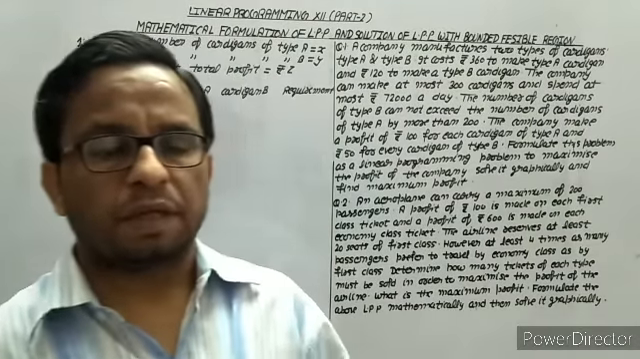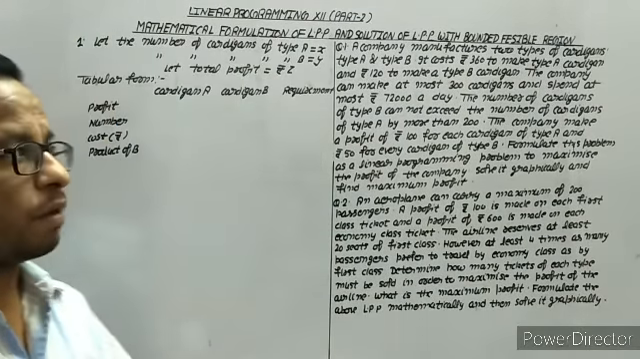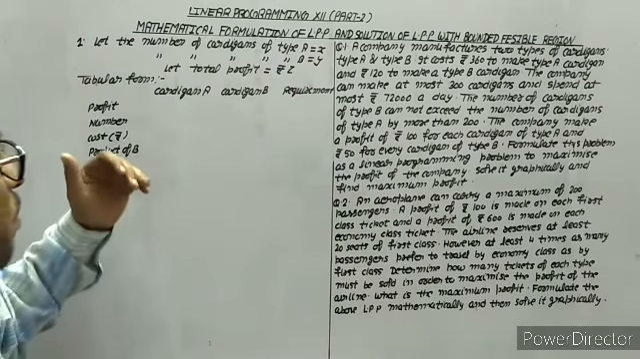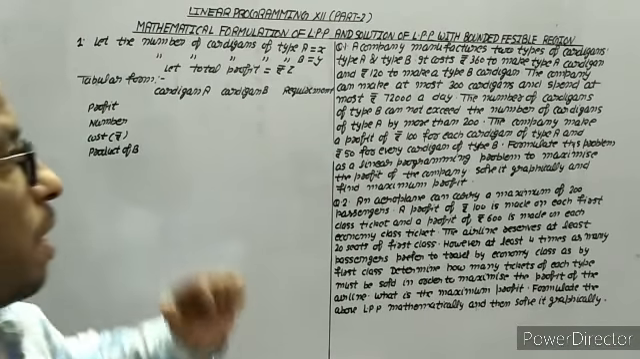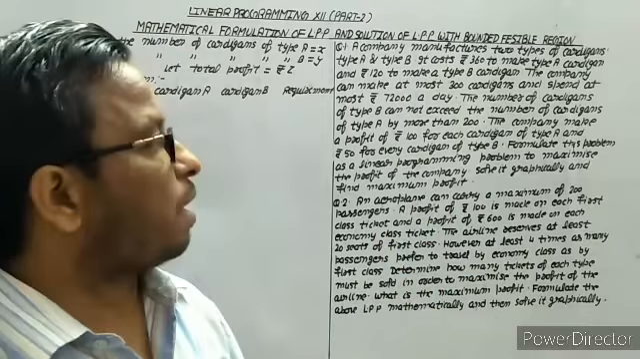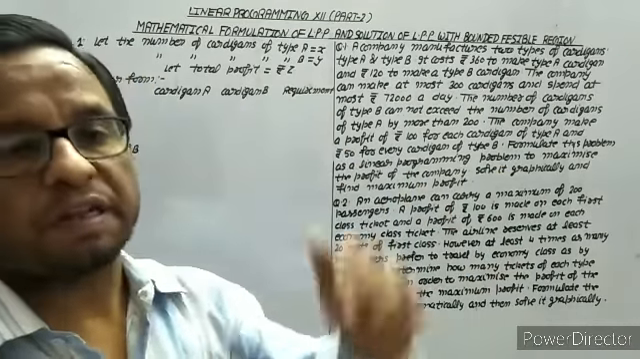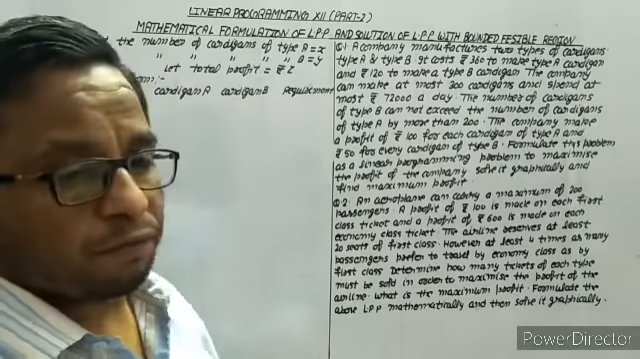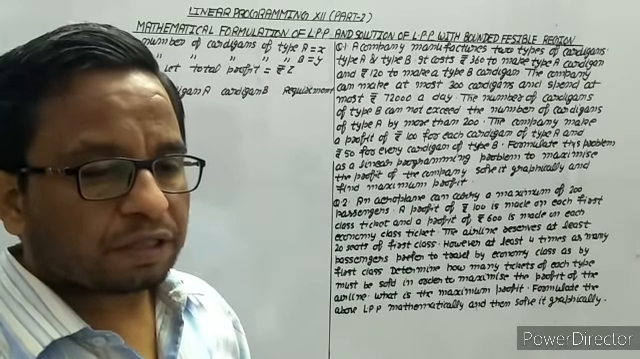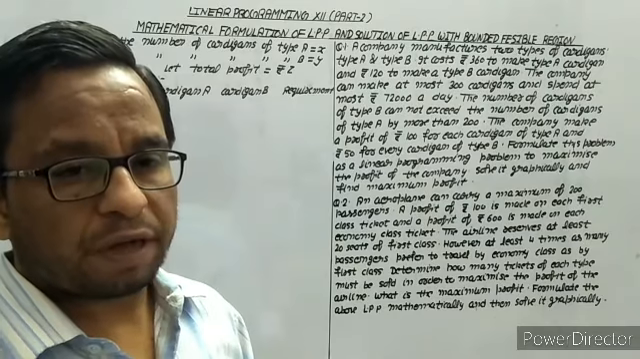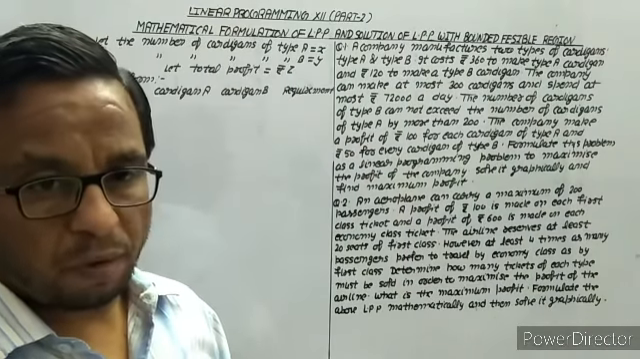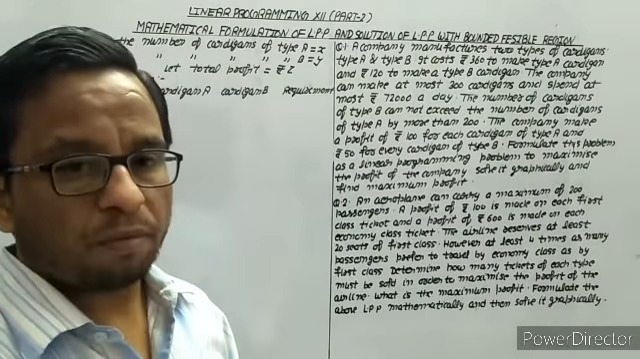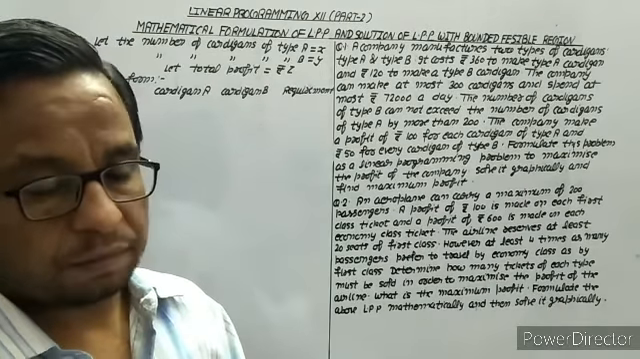Hello everyone. In this part 2 of linear programming, we will discuss the mathematical formulation of LPP and the solution of LPP with a bounded feasible region. So let's start with the question, and from the question we will understand how to form the tabular form to solve the problem, and from the tabular form how we get the constraints.